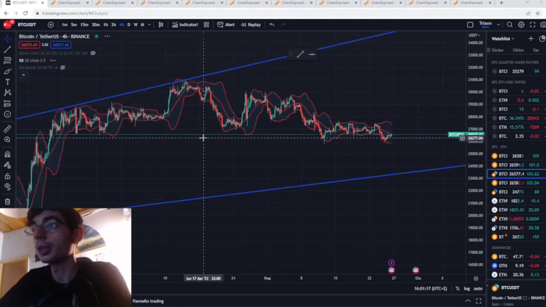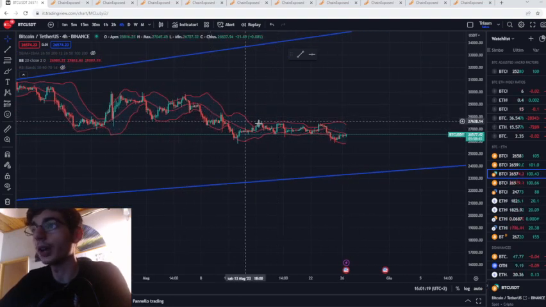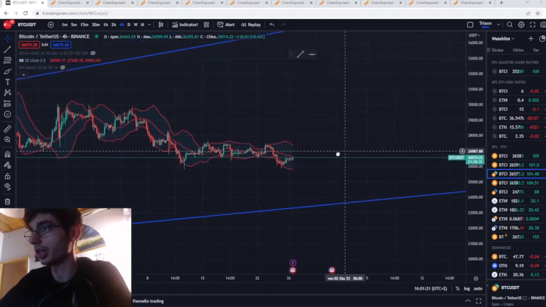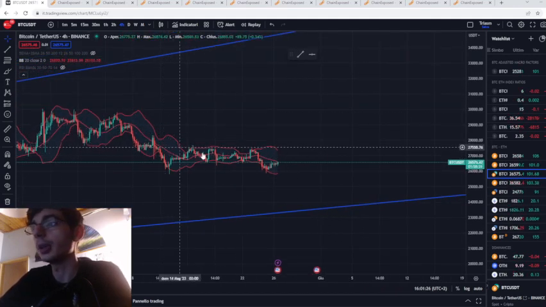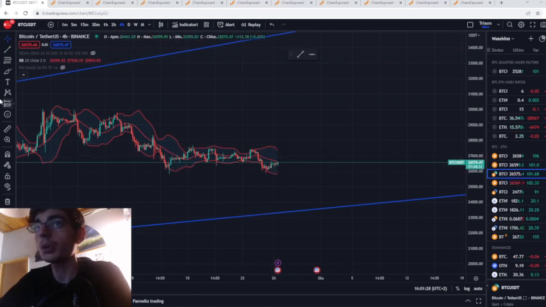On the 4-hour chart we have it a lot more. In fact, if you are a day trader, you should watch that as well, and place your bets wherever you want.